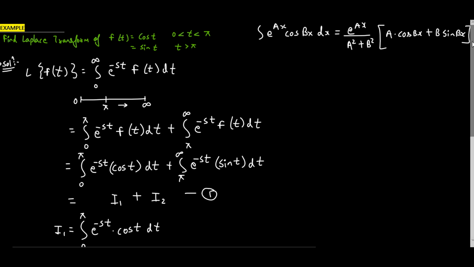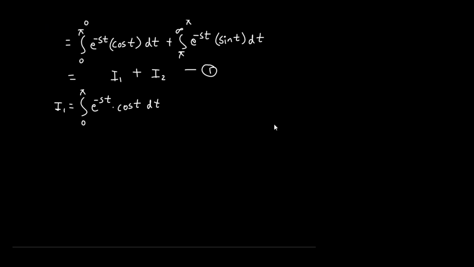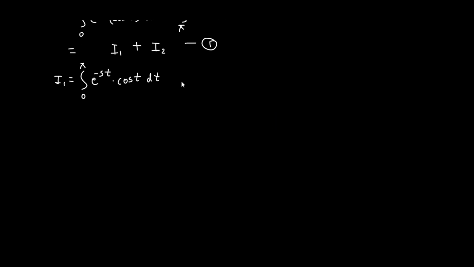So now we will use this formula. Here the value of a is minus s and b is 1. See here, a is minus s and here b is 1.